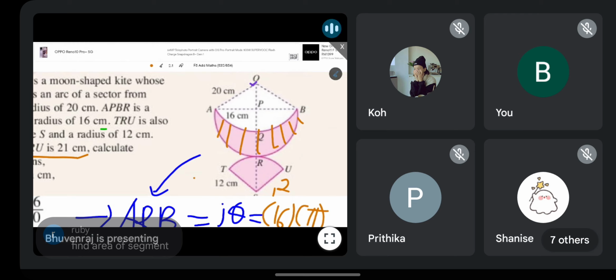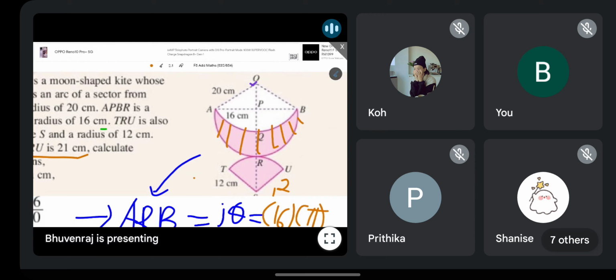Find area of segment. Okay, which segment? Can you be specific? AQRB minus AQPB. AQRB is the one we want to find, so you cannot use that as your working. Area of sector minus area of semicircle.